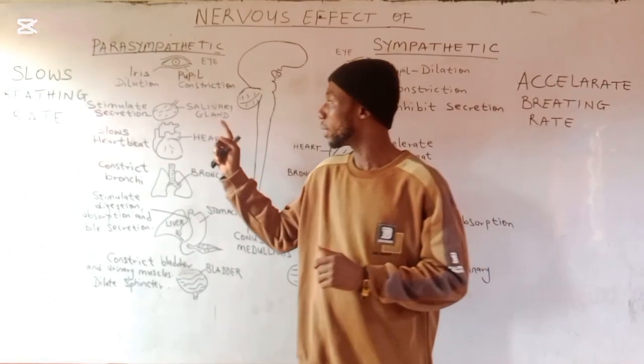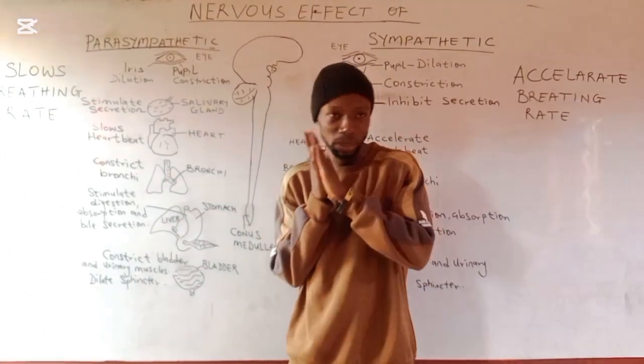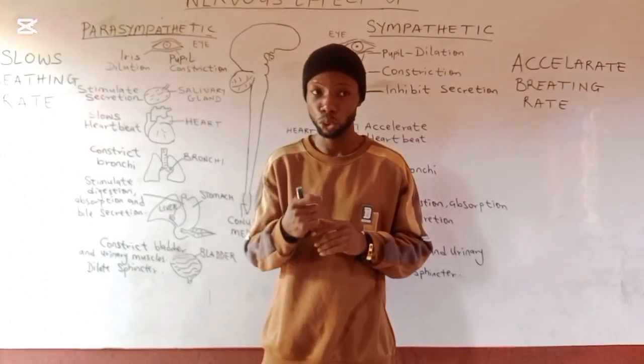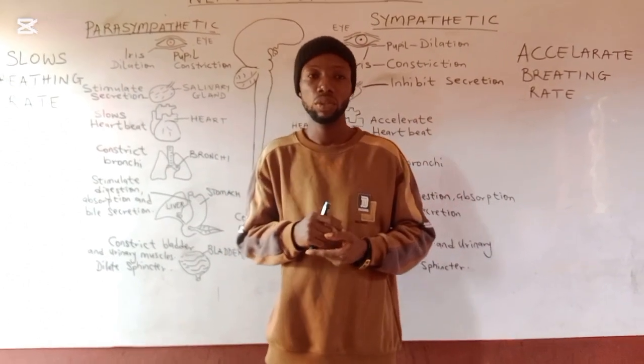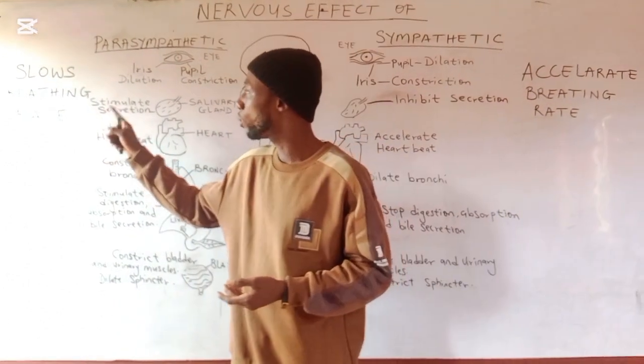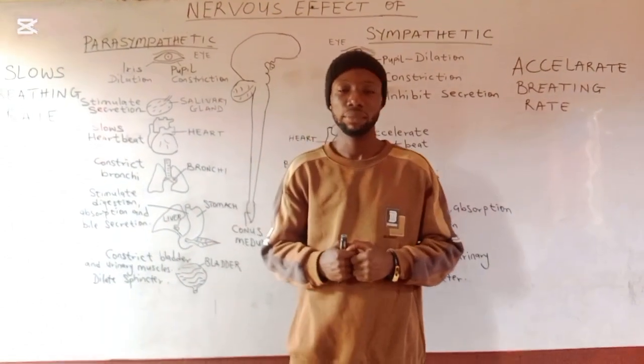Then the parasympathetic, on the other hand, when you are sleeping, for example, as I told you before, slows the rate of breathing. You can say it slows the breathing rate.